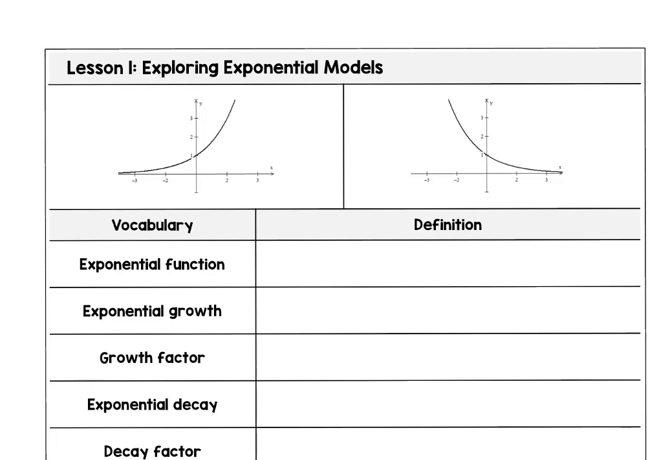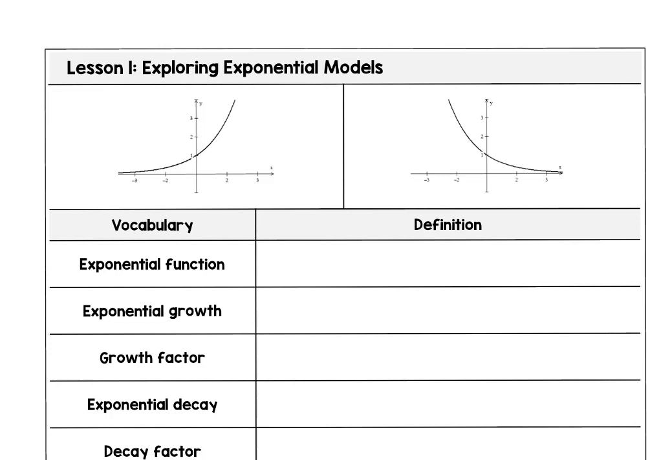This is Chapter 7. We're in Lesson 1, and we're going to talk about exploring exponential models today. The graph on the left is an exponential growth function, this one here. It's increasing from left to right, and the graph on the right is an example of exponential decay. It is decreasing on its domain from left to right.